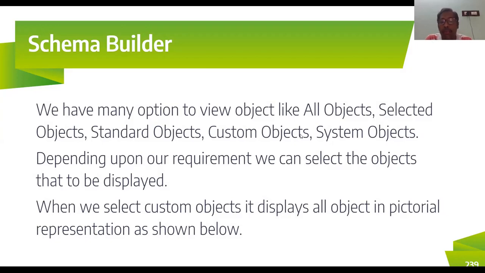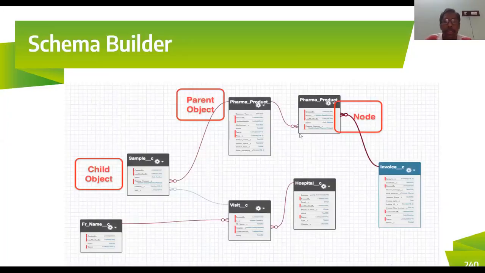When we select the custom objects, it displays all the objects in a pictorial representation, which is shown here. Now see here, we have Pharma Product. One Pharma Product contains multiple samples. So this is a parent object and this is a child object, which shows a one-to-many relationship.